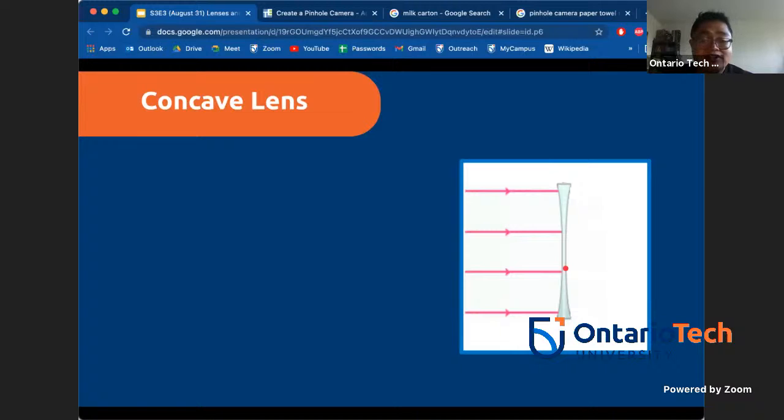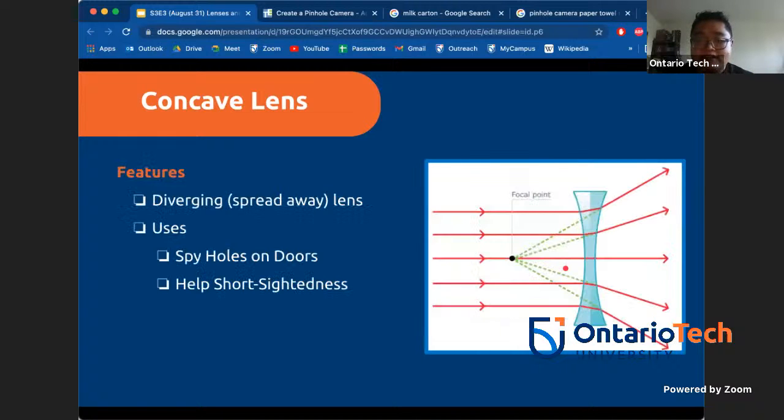A concave lens is also known as a diverging lens. Diverging means spreading away. So as you can see over here, as the light rays hit the lens, the light rays are spreading away from each other and moving away from the lens itself and from the other light rays.